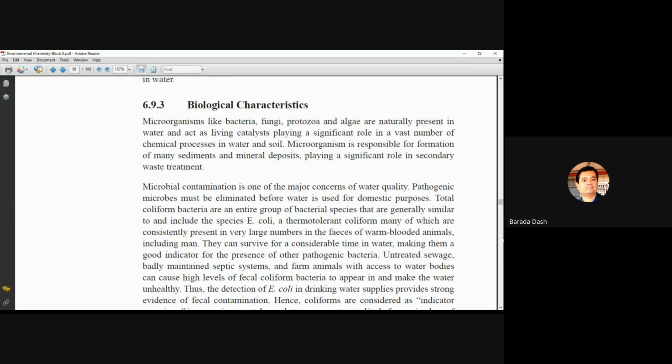Then biological characteristics. Microorganisms like bacteria, fungi, protozoa, and algae are naturally present in the water and act as living catalysts, playing a significant role in a vast number of chemical processes in water and soil. Microorganisms like cholera bacteria cause waterborne disease. If you take contaminated water, you will fall ill with cholera or dysentery. There are many waterborne diseases. When a virus or bacteria pass through the water to human bodies, that is called waterborne disease.